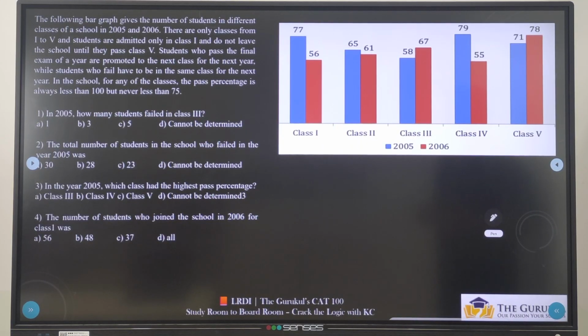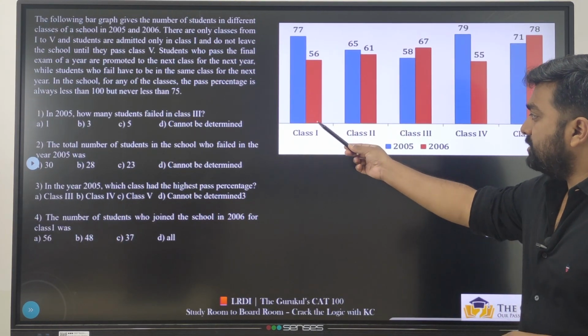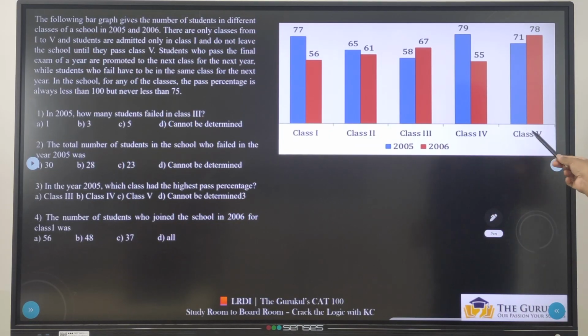The following bar graph gives the number of students in different classes of a school in 2005 and 2006. So in 2005, 2006: class 1, class 2, class 3, class 4 and class 5. There are only classes from 1 to 5, and students are admitted only in class 1 and do not leave the school until they pass class 5.